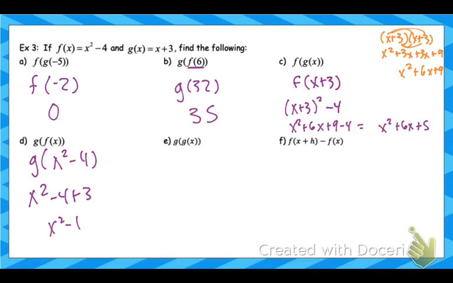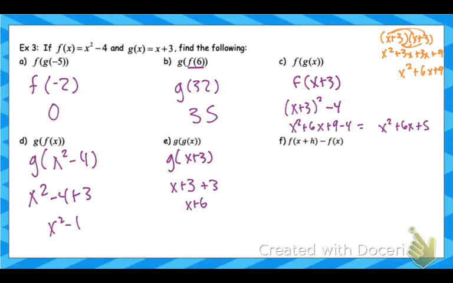This one we have the same letter, and that's okay. Just replace again, g of x is x plus 3. So I'm going to replace the x in the g of x function with x plus 3. So that becomes x plus 3 plus 3. So that is x plus 6.